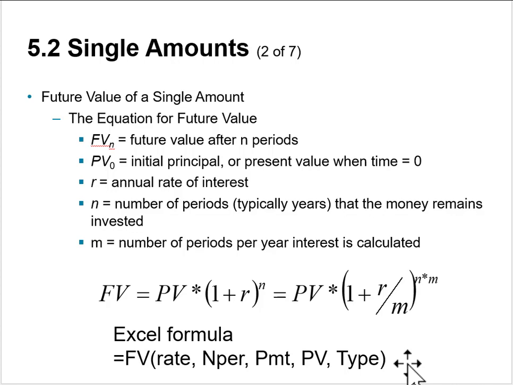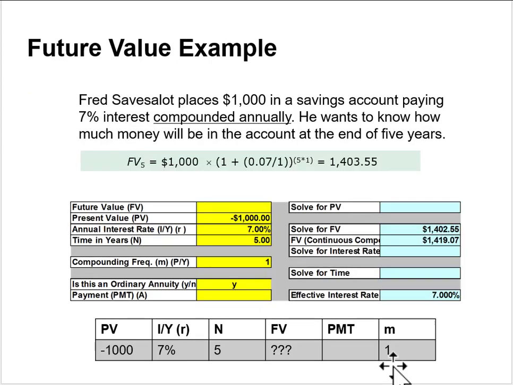When you make investments, calculating future value, the assumption is that you start today. So this type has a 0. So let's look at an example. Here's future value. So Fred puts $1,000 in a savings account that pays 7% interest compounded annually.